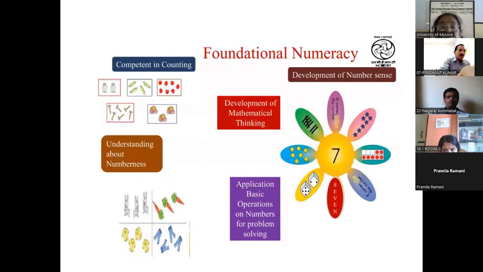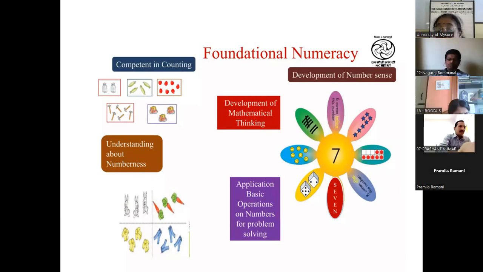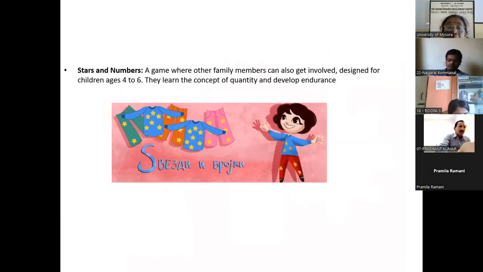So foundational numeracy is like this. To make the child competent in counting, we provide various learning experiences for the development of mathematical thinking. For example, showing that 7 objects are there, giving 7 stars, filling 7 cells, writing it as 7, and having dice in which 7 dots are seen. These are the different ways in which we can help students learn the concept of number 7.